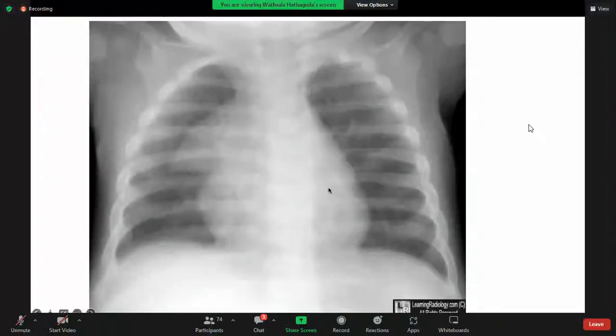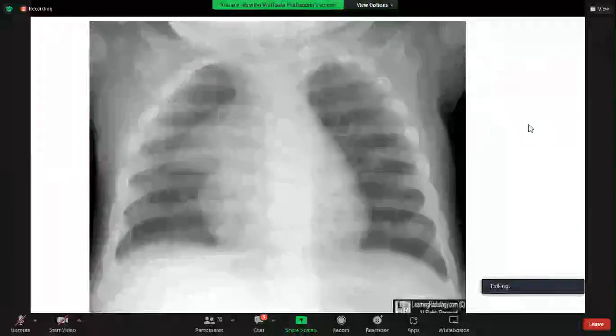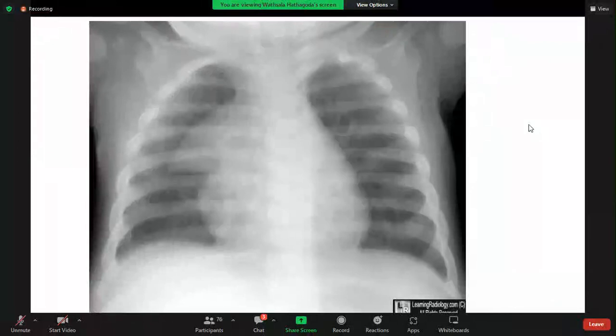Anyone? So what is the problem here? Any problem in the heart, cardiac border? Any problem in the lung bases or lung phase? Do you all agree there's something here? So is this a normal finding or what is this? That's why I specifically told you the age. I told you this is the X-ray of a 13-month-old.